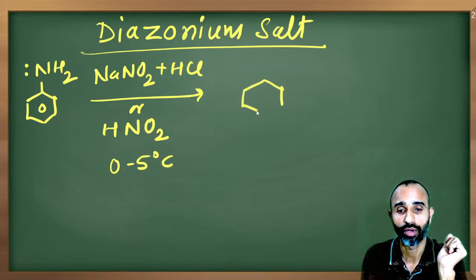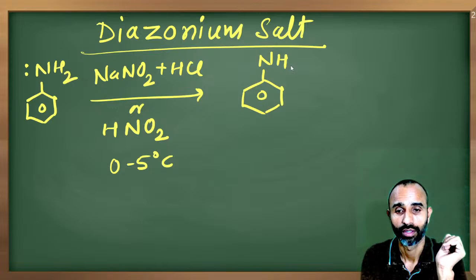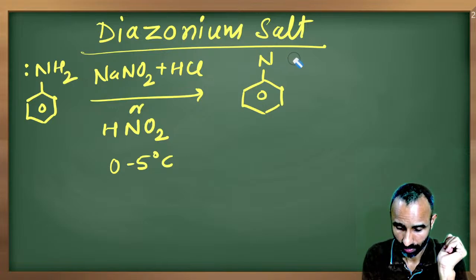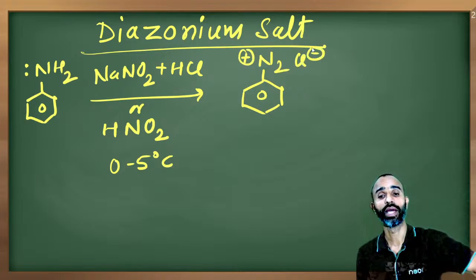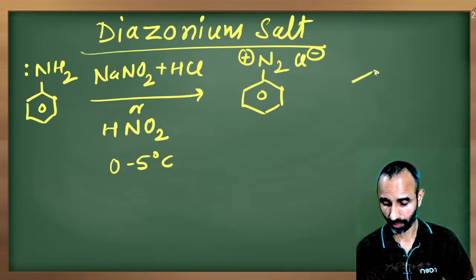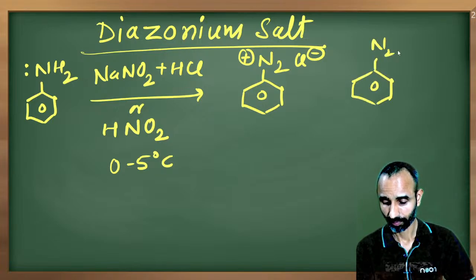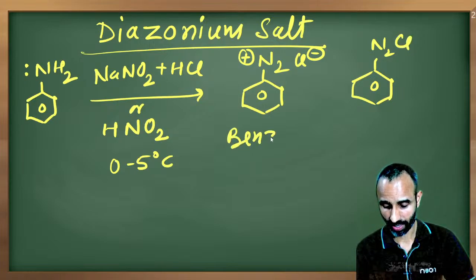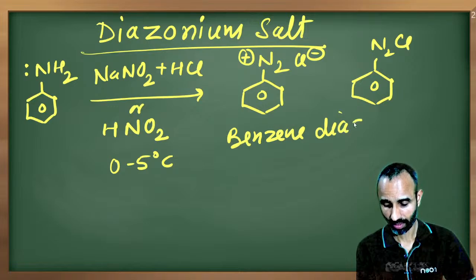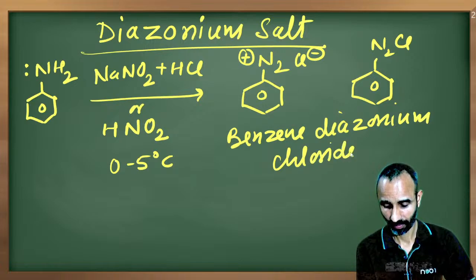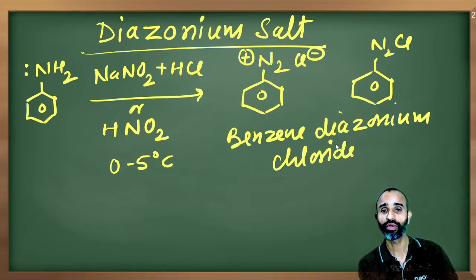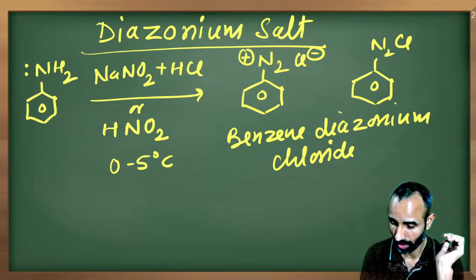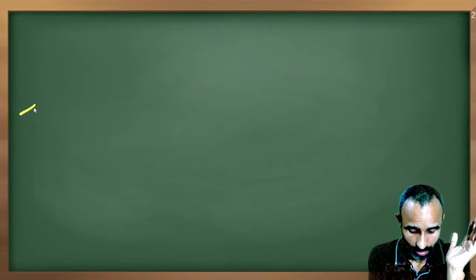So there is a formation of N2+ and Cl-. Benzene diazonium chloride is formed, or simply we will write it as C6H5N2Cl, that is called benzene diazonium chloride. And when aniline converts into benzene diazonium chloride, there is a series of reactions.